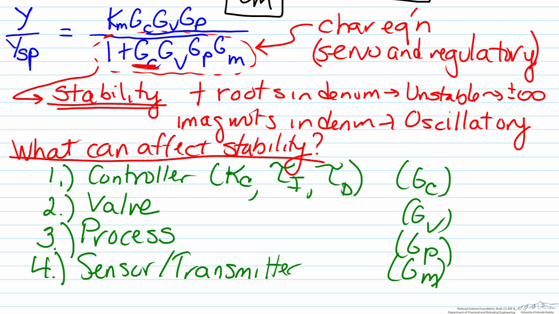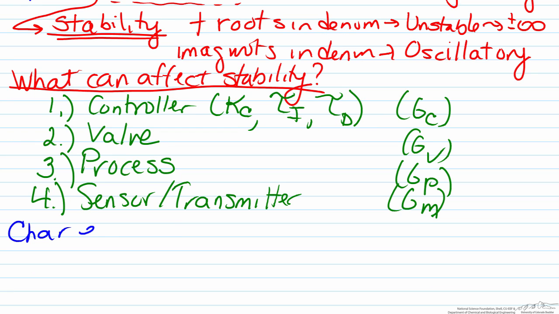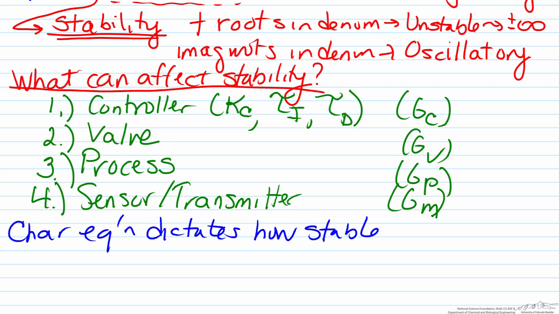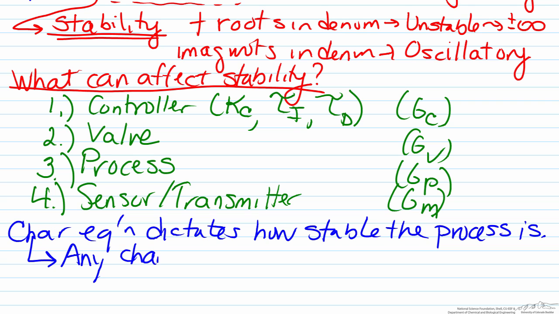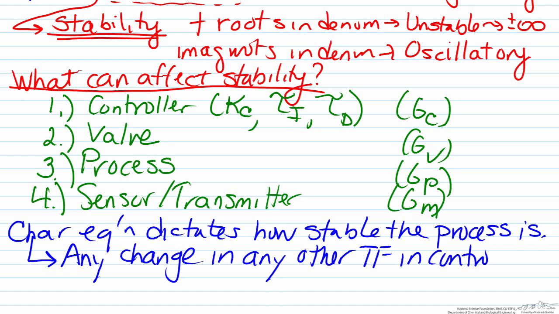So the important part here is that the characteristic equation dictates how stable the process is. And the most important thing that we can get out of the characteristic equation from a qualitative standpoint is that any change in any other transfer function in the control loop requires retuning the controller.